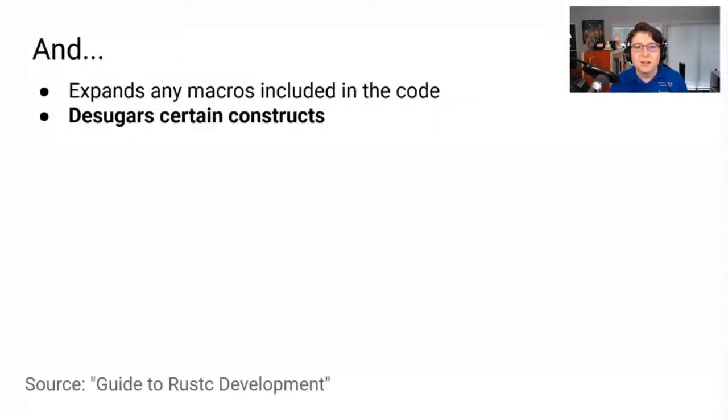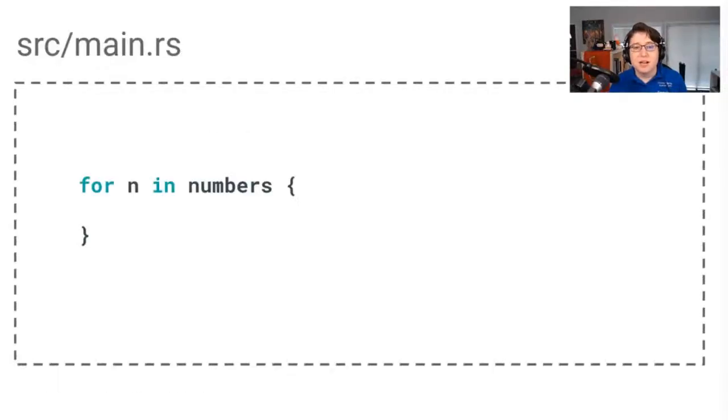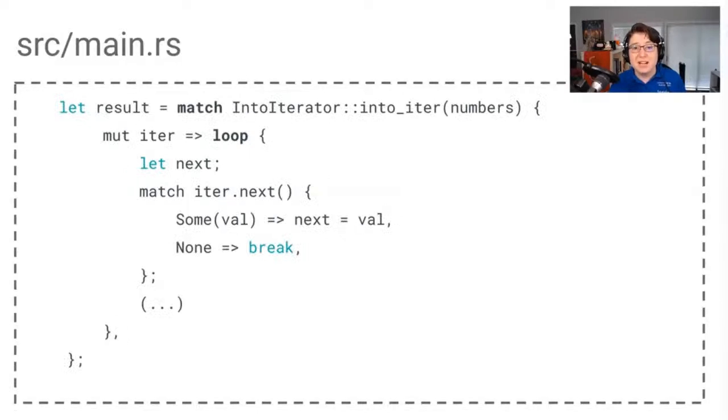At this point, the compiler also desugars some of the syntactic sugar that makes writing Rust so delightful. For example, in Rust, the for loop is a piece of syntactic sugar for an iterator. If we were to desugar this section of code, it would consist of both a match statement and a loop. The functionality of this code is identical, but desugaring it makes it easier for the compiler to understand it and to optimize it.